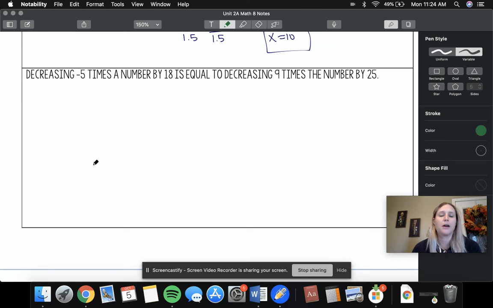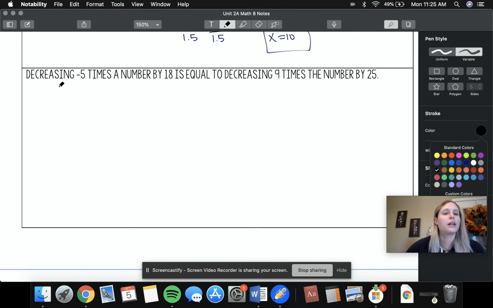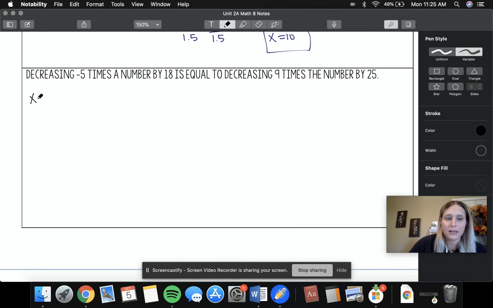All right, for this next problem, this is a very literal problem. Some people don't love these ones, and that's okay. We're just trying to get better at our algebraic sense making. So we are going to decrease -5 times a number by 18, and that is equal to decreasing 9 times the same number by 25. So we're just going to say, x is the number. We don't know what that number is, but we're going to represent it by a variable.